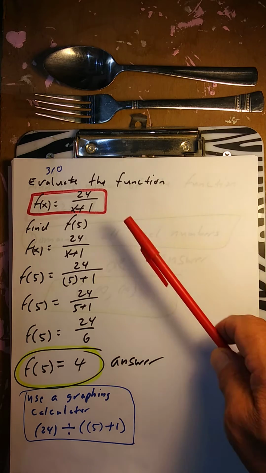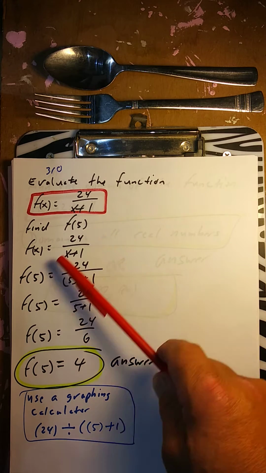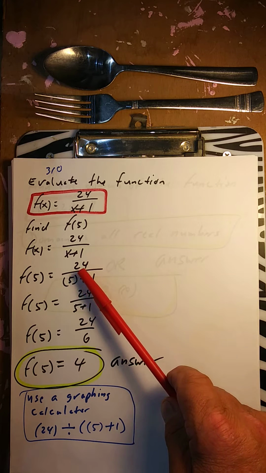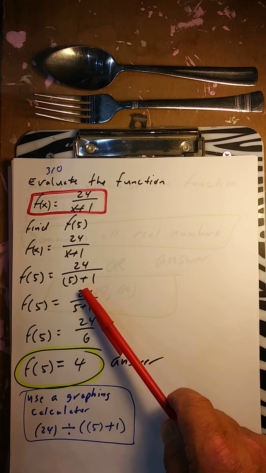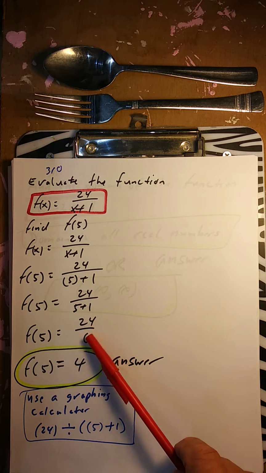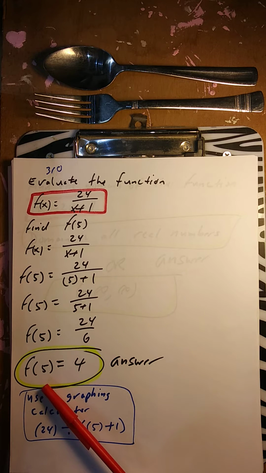Evaluate the function. Again, there's the same function. Going to put a 5 this time. f of 5, put a 5 in there. So 24 over 5 plus 1, 24 over 6, and divide those two numbers, it's going to give you a 4. So f of 5, the function is going to give you a 4.